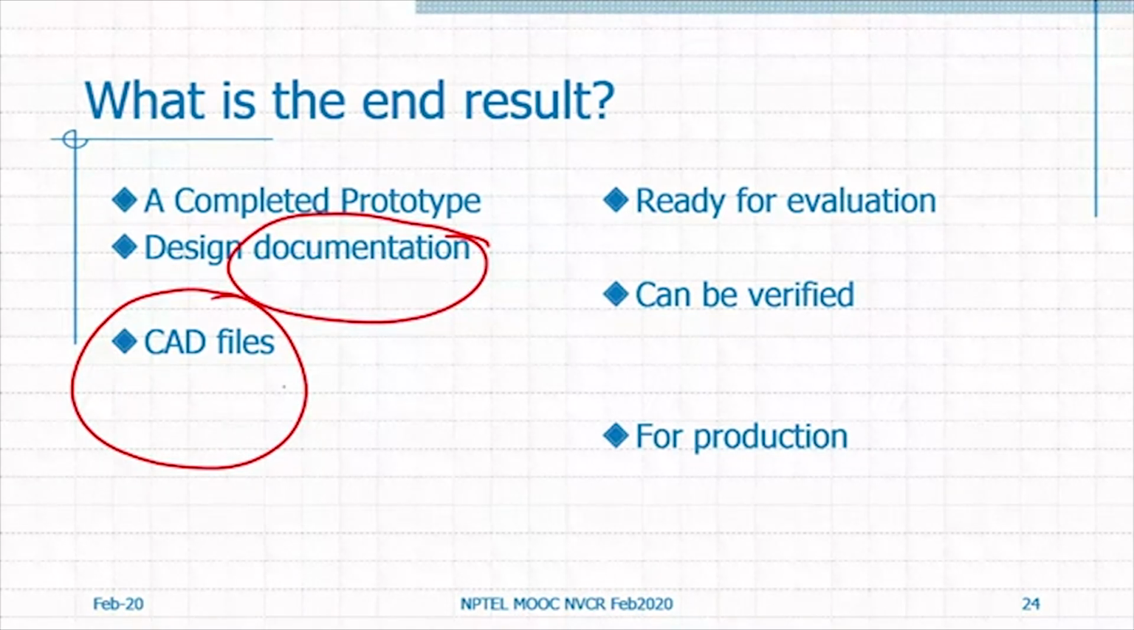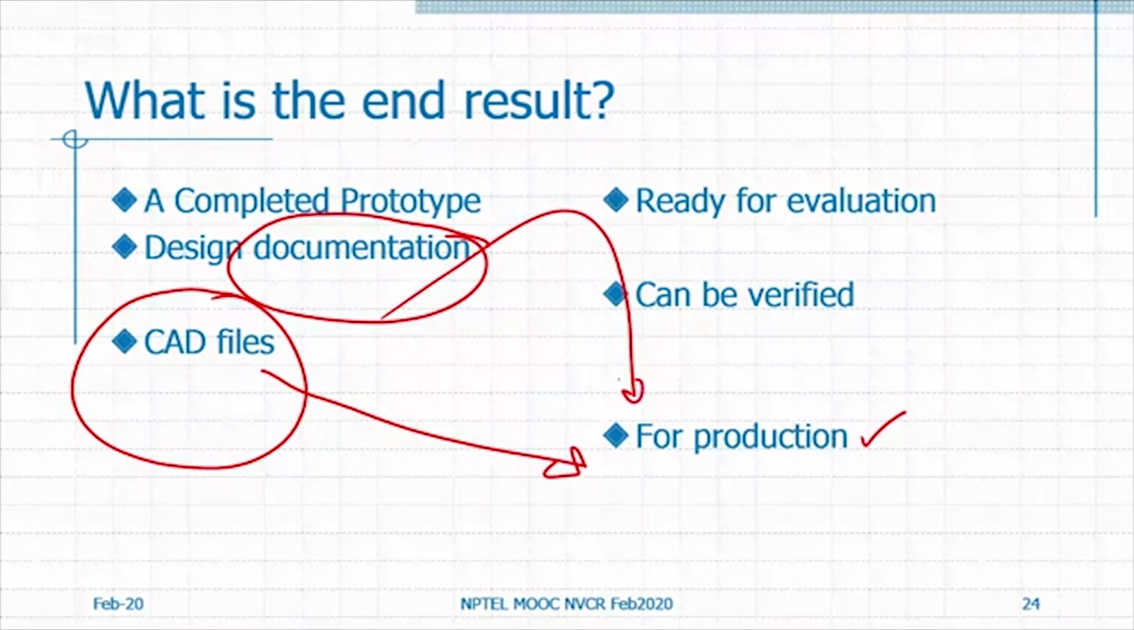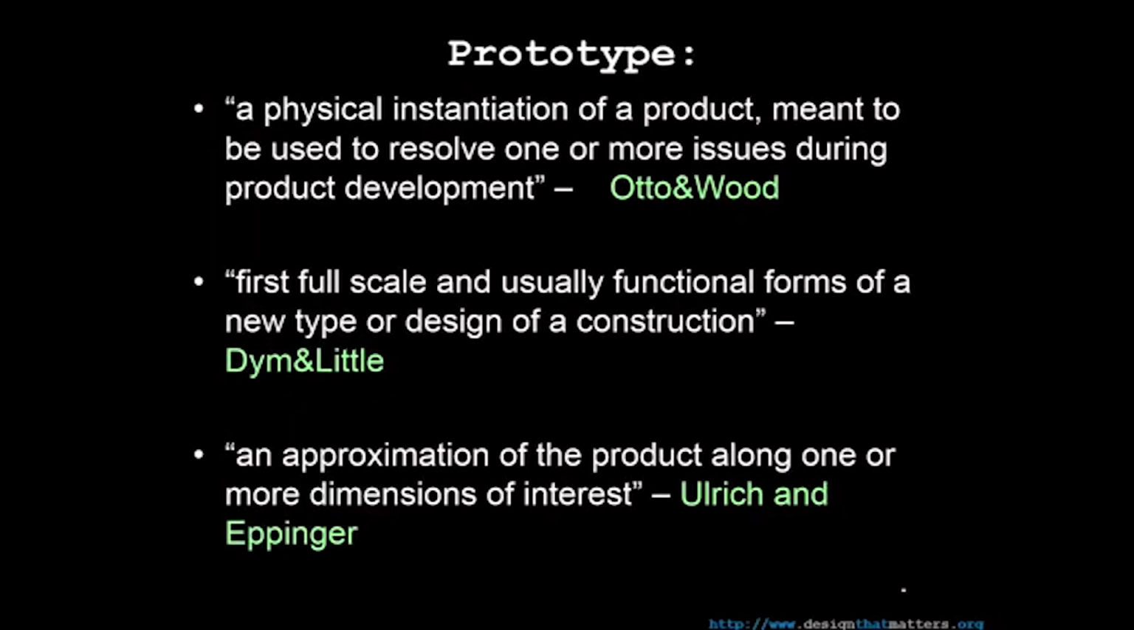In the initial stage, when we started, it just started as a cardboard model made at home. Eventually, these CAD files can be verified after evaluation. So I have started with you with a very simple way of how to start these things. You could have seen it in the beginning: at one instant, a product is meant to be used to resolve one or more issues during product development. That is what a prototype is.